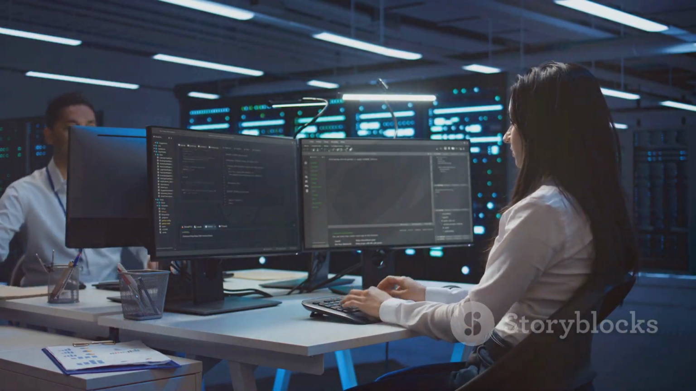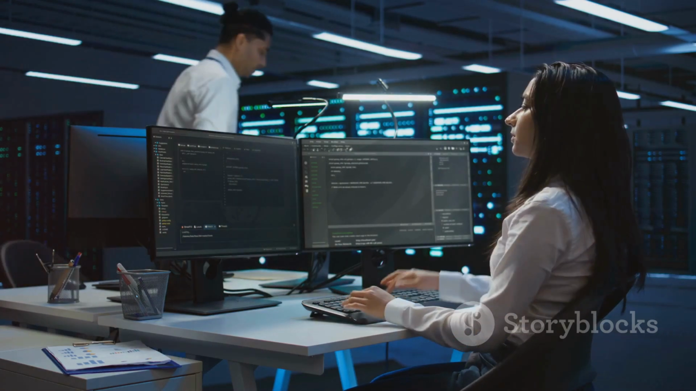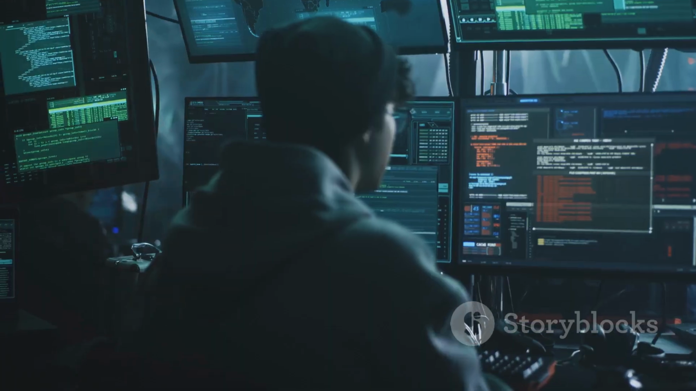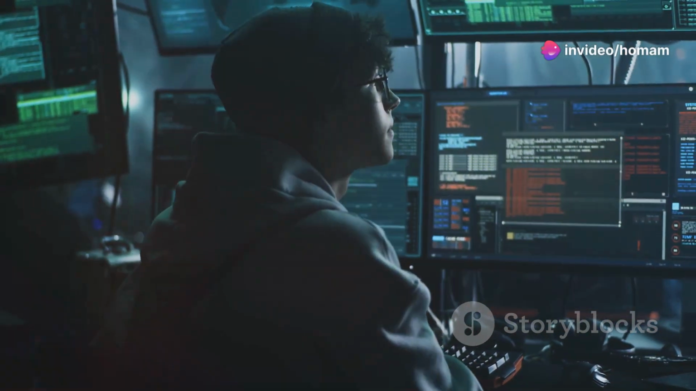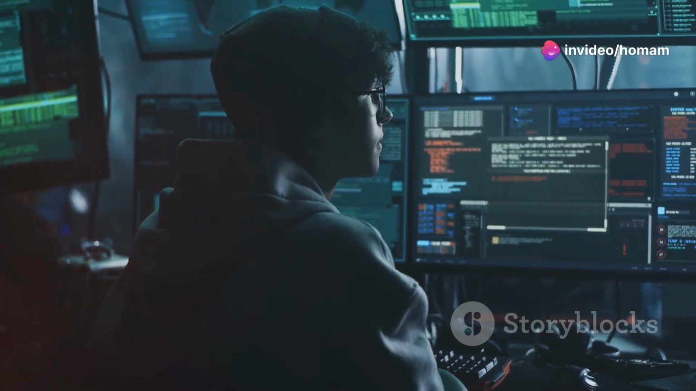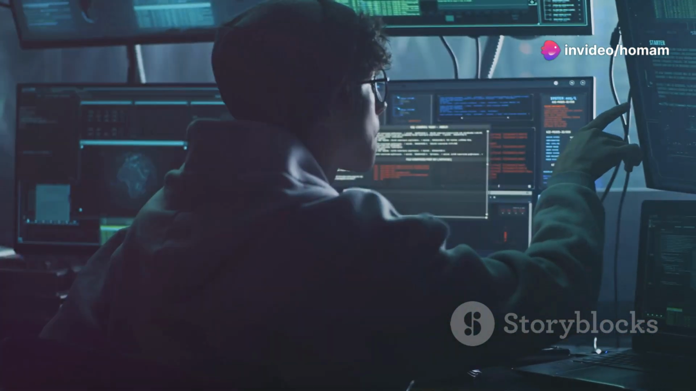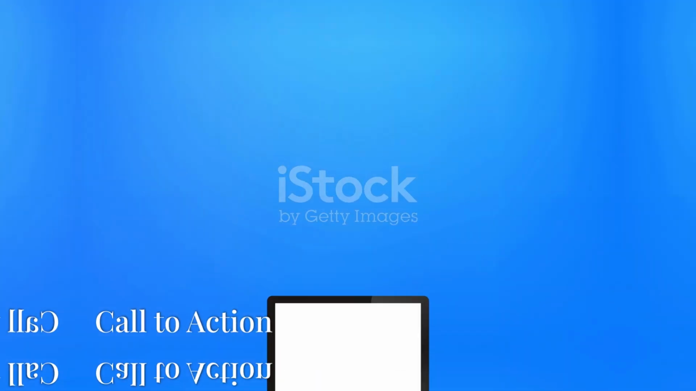Hash functions are the backbone of modern cybersecurity, enabling everything from secure communications to decentralized finance. As digital threats evolve, these robust algorithms remain critical for safeguarding our data and systems.